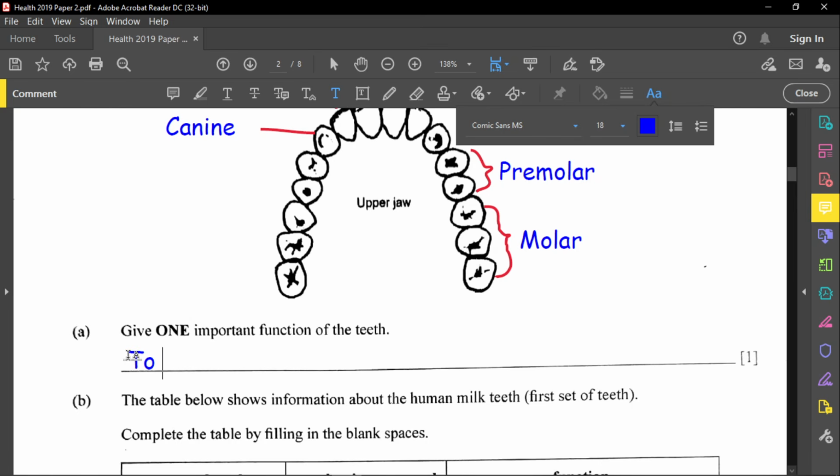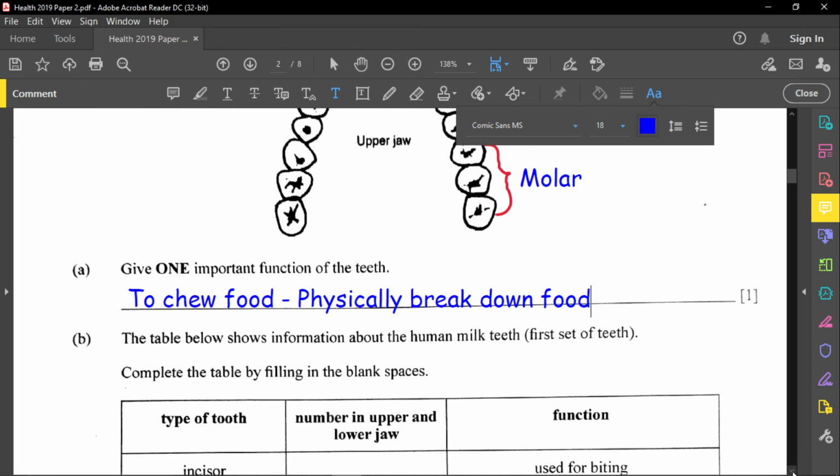So to chew food. Or we can also state that they help to physically break down food. I'm going to give a little note right here: they are also used to physically, or you can use the word mechanically, break down food. So they help with digesting of food by physical means.